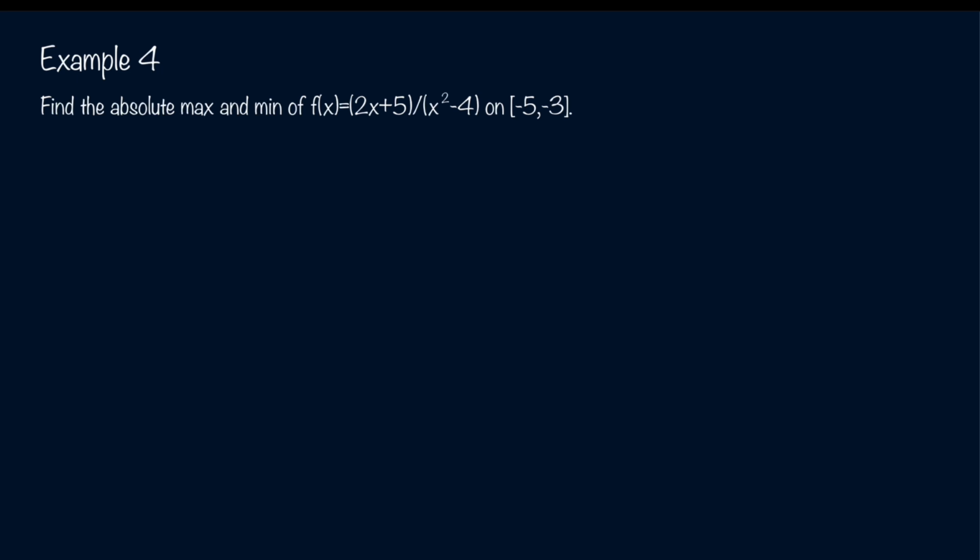So for example 4, find the absolute min and max of f of x equal to 2x plus 5 divided by x squared minus 4 on the interval of negative 5 to negative 3. So the first thing that we're going to have to do is get the derivative. Do you remember what we're going to use for this? We are going to use the quotient rule.